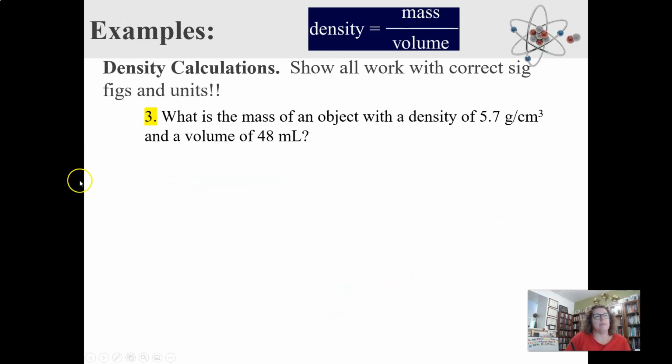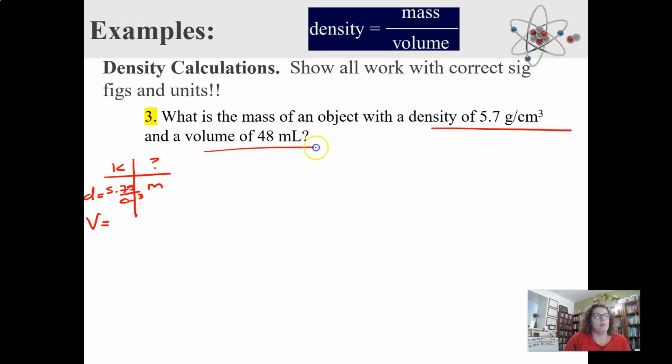I'm going to solve for mass in this one. So I'm going to list my information that I know and I don't know. What is the mass of an object? So I'm finding little m. It looks like I'm looking at a solid since the density is grams per centimeters cubed. So 5.7 grams per centimeters cubed. And my big V, my volume, is 48 mils.